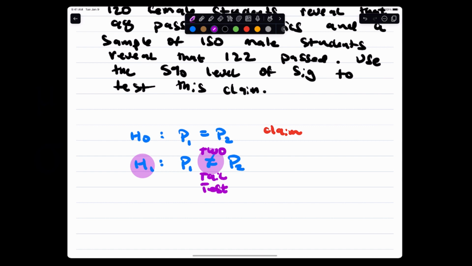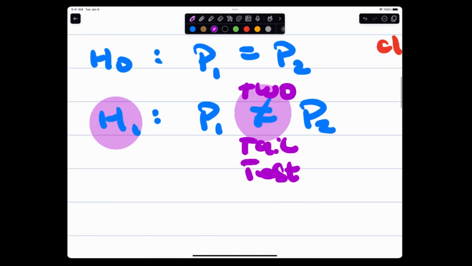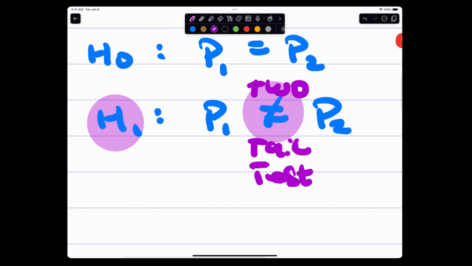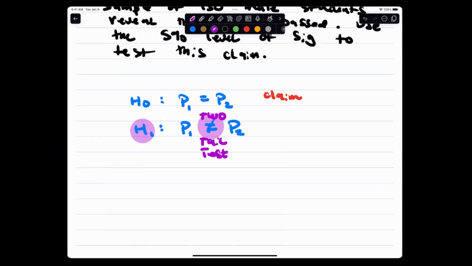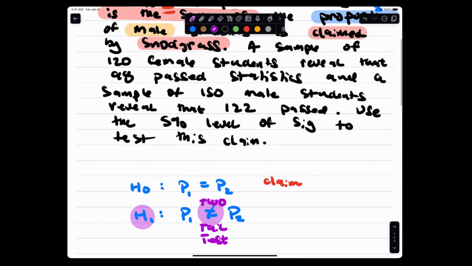You always look at the alternate hypothesis. If it's not equal, it's a two-tailed test. Easy peasy lemon squeezy. Now, we're going to use the modern method. Remember we talked about the modern method. You say, what do you mean the modern method? Well, let's take a look.